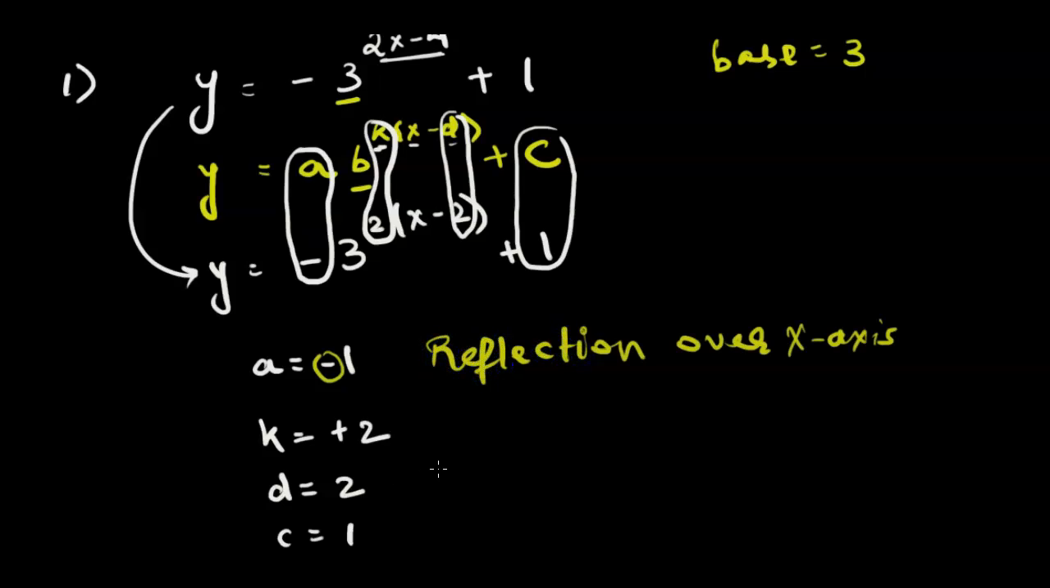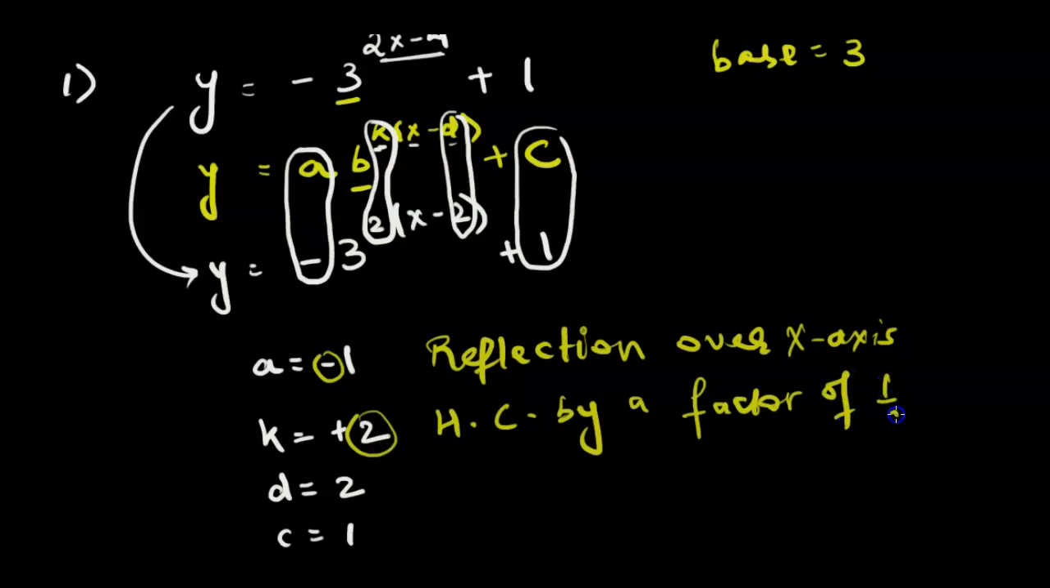k is equal to positive 2. Means it's a horizontal compression by a factor of, whenever we write a statement for k, we always invert or reciprocate the k value. So it becomes a factor of 1 over 2.